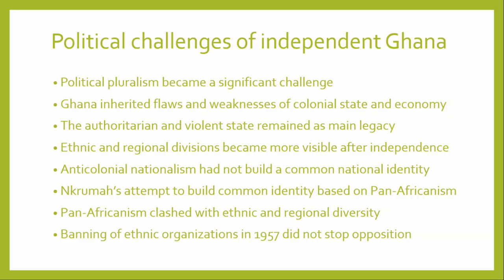They don't identify with that notion of oneness on the basis of color of skin or birthplace in the same continent or anything like that. So it fails. So Pan-Africanism clashed with the ethnic and the regional diversity. And what we're going to see, surprisingly, or maybe not so surprisingly, is that as early as December 1957, Nkrumah banned ethnic associations and organizations. So that's the political challenge.